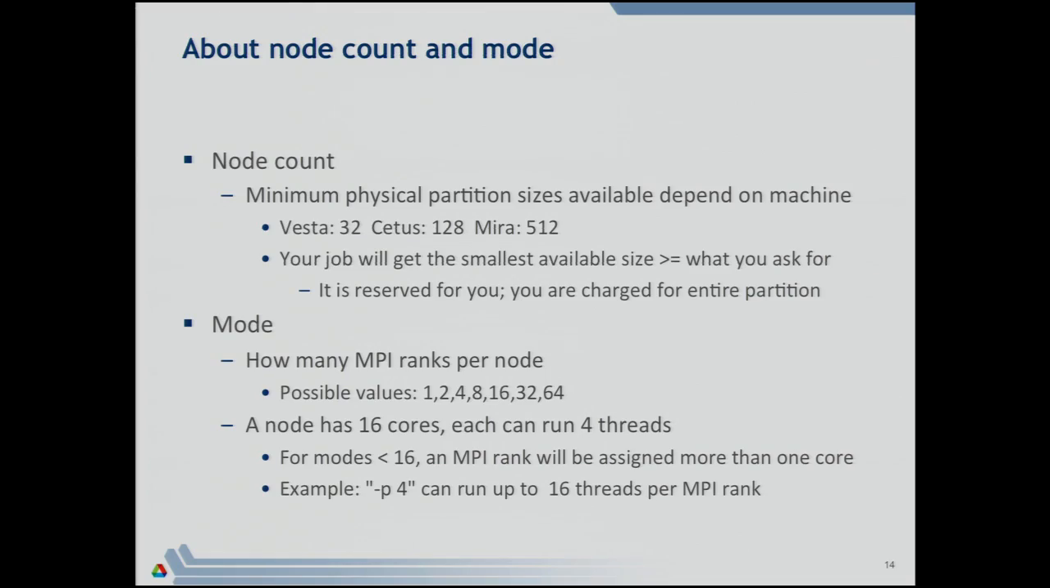And when you submit that run job, remember I mentioned that the -p argument specifies how many MPI ranks per node. A node has 16 cores, but you can set the number of MPI ranks on there to all kinds of values from 1 to 64. So at 1 rank per node, you actually have available to that 1 rank 16 cores totaling 64 threads.